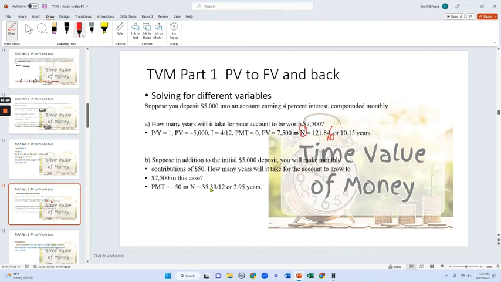You find out now it's a little less than 36 months. So it only takes about 2.95 years to get to where you wanted to, which was $7,500, as opposed to 10 years when you didn't put any extra money in. So putting the extra money in is pretty darn helpful in this situation too.